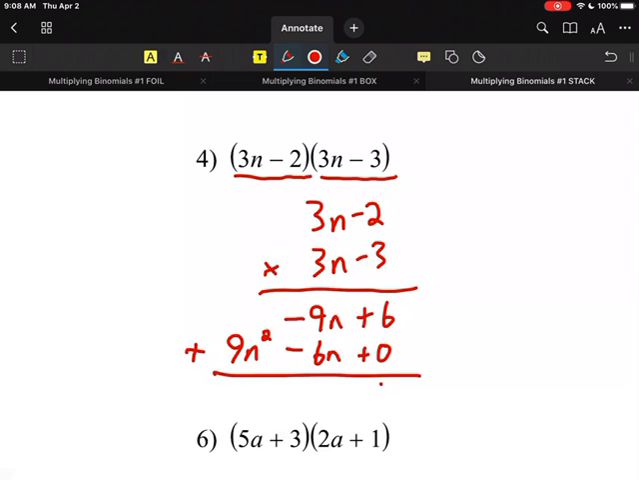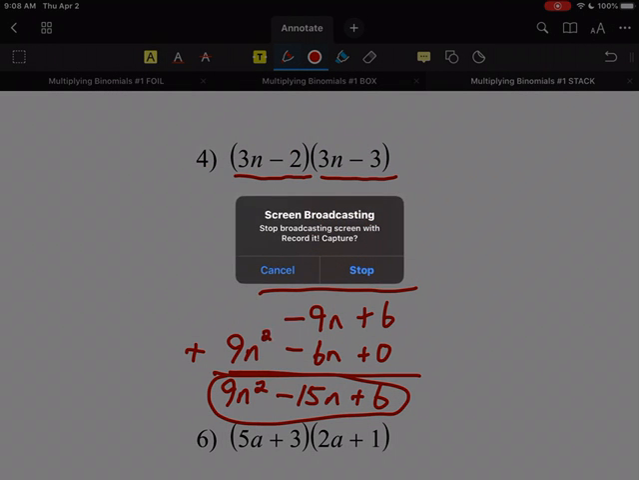So I have 6 plus 0 is 6. Negative 9n plus negative 6n is negative 15n. Remember, when you're adding variables, you don't create exponents. The variables stay the same. And then 9n squared plus 0 is 9n squared. So that is it. So that is the stack method. If you have any questions, let me know.